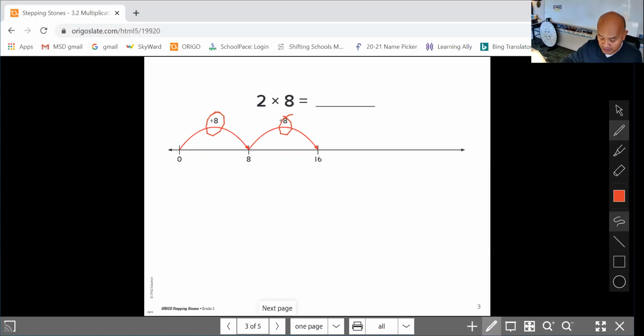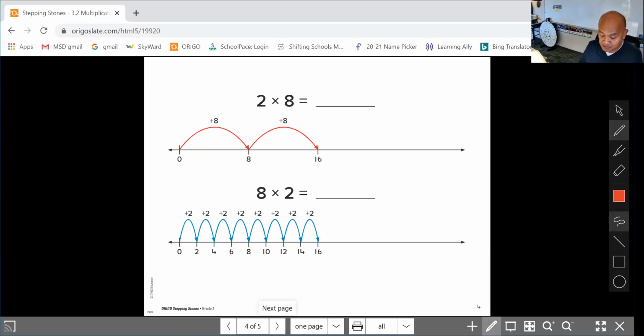It's a turnaround fact. So 2 times 8 is the same as 8 times 2. Since we know turnaround facts, we know that they should both end at 16, right? And right here, if you look at the number line, they line up, okay? They both stop at 16. This has 2 jumps of 8 on top, and this one has 8 jumps of 2, okay? They just want to show you that it does land at the same spot because they're turnaround facts.